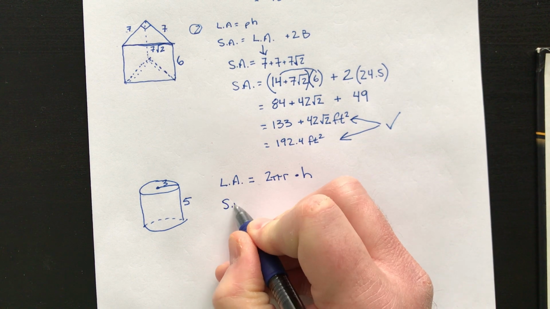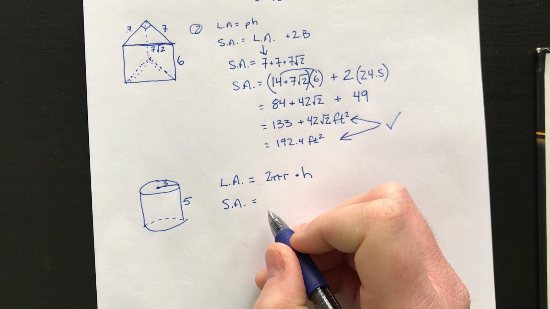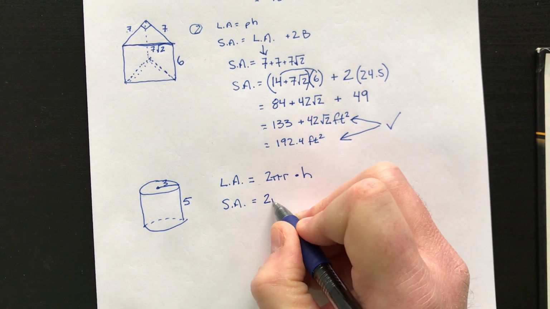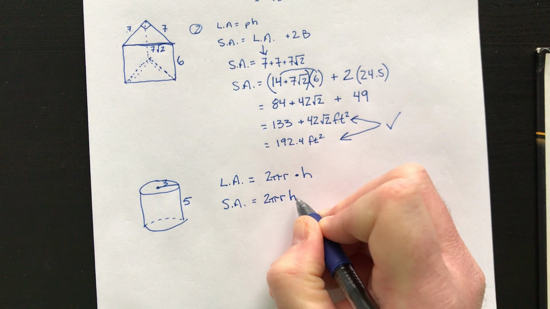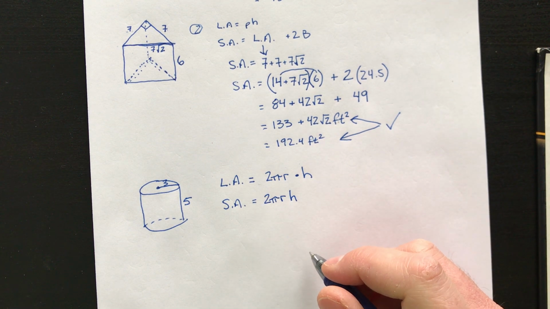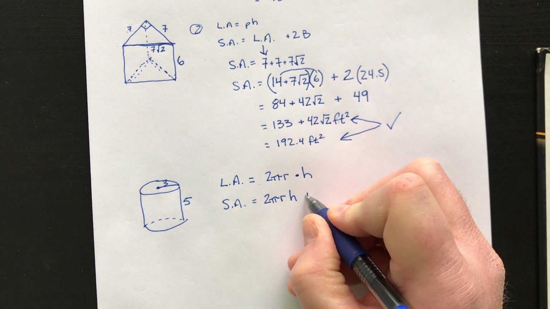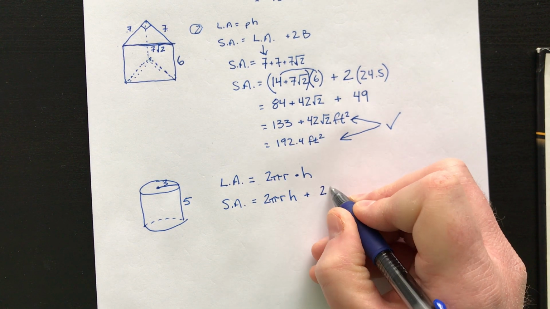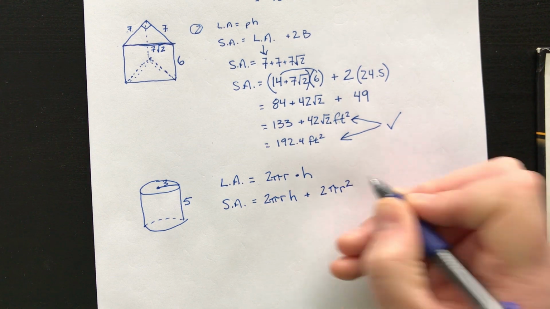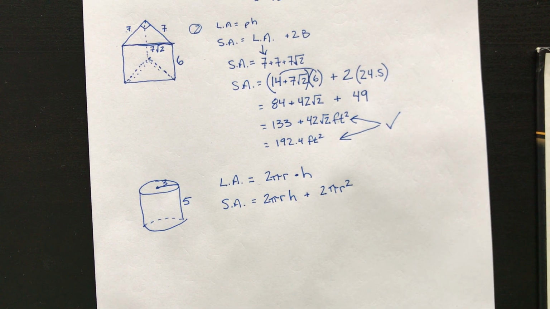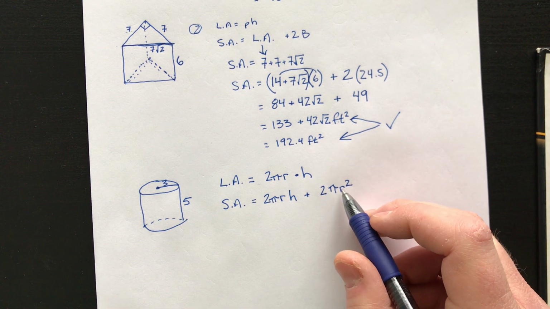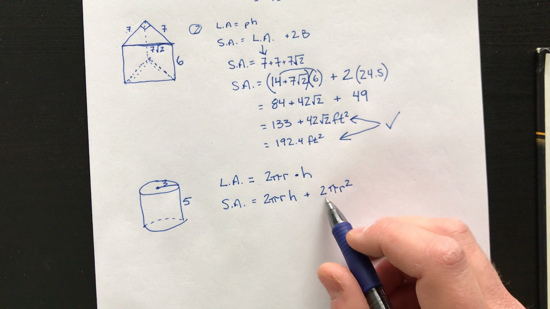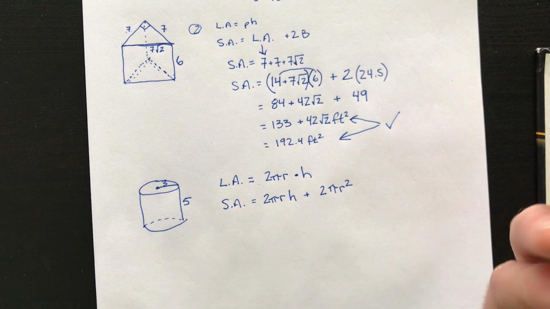So the surface area is just equal to your lateral area, 2 pi rh, okay, plus 2 times the area of your bases, which is 2 times pi r squared. Your bases are just circles. Pi r squared is the area of your circle. You multiply that by 2, you get both of them. So you just plug in.